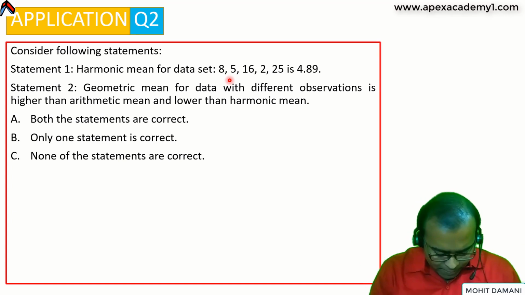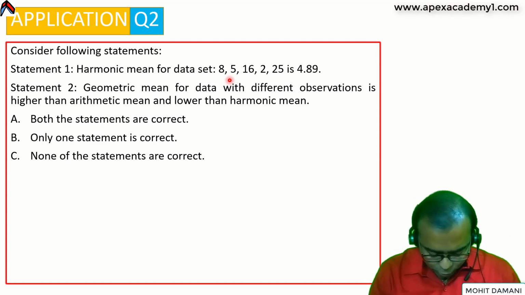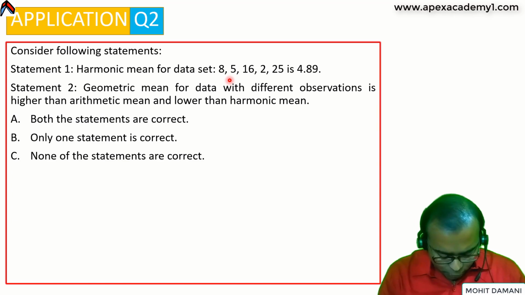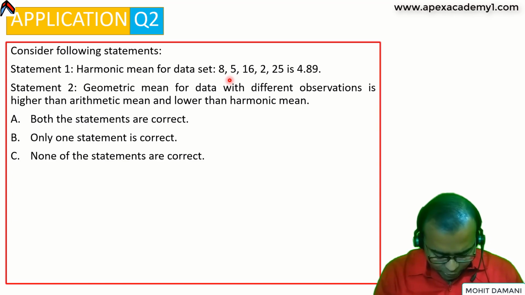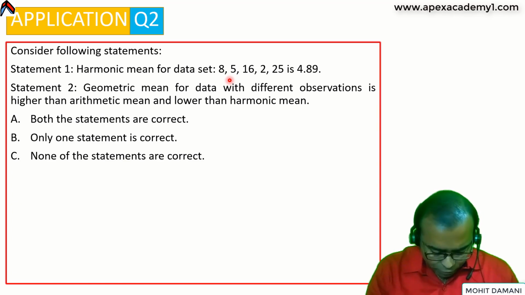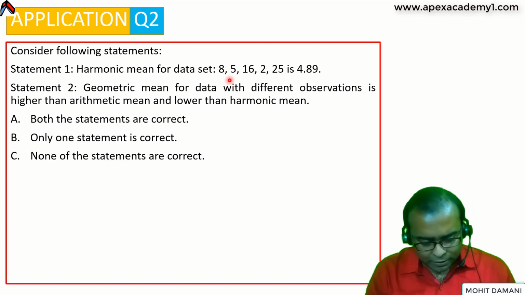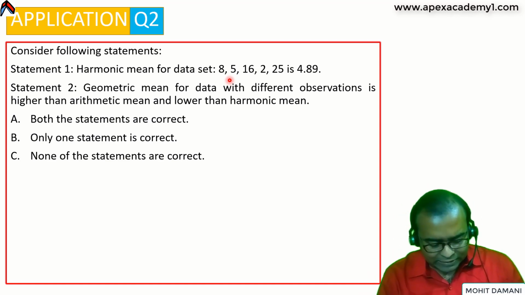1 by 8 plus 1 by 5 is 0.2, I know, so I'm directly adding 0.2 plus 1 by 16. So bracket open, 1 divided by 16, plus bracket open, 1 by 2 is 0.5, so I'm directly adding 0.5 plus 1 by 25. So bracket open, 1 divided by 25. I am getting the denominator as 0.97.